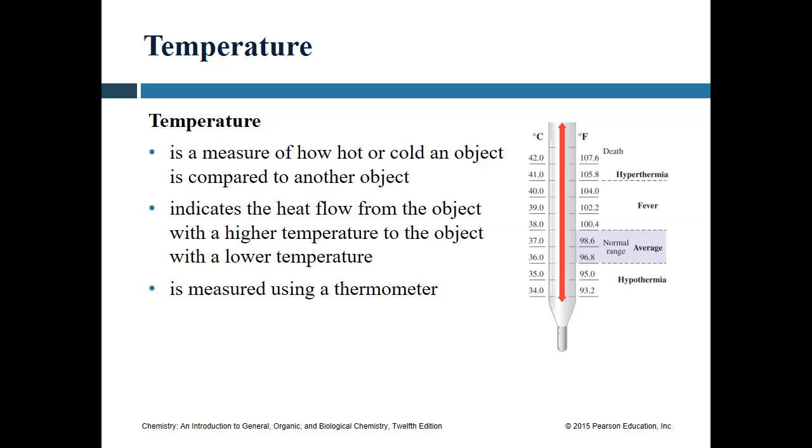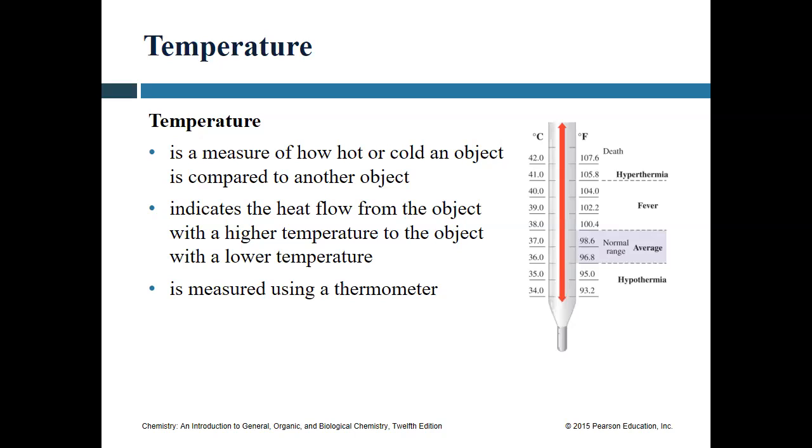And we can use temperature to predict which direction heat is going to flow in space, because heat always goes from a hot object to a cold object. So if I've got two objects and one of them's 100 degrees and the other one's 20 degrees, you can guarantee that the hot object is going to get cooler and the cold object is going to get warmer until they get to some kind of meeting spot in the middle. That's the direction that heat flows. It always flows from hot to cold.